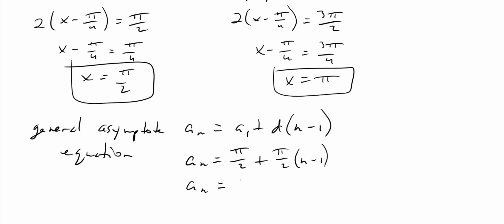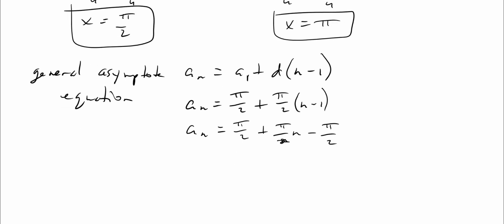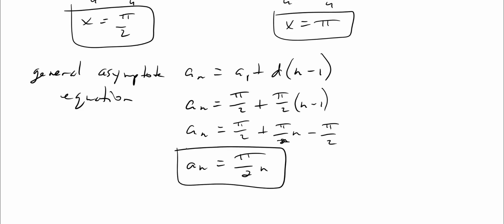Okay, so simplify it. A sub n equals pi over 2 plus pi over 2n minus pi over 2. So, keep going, cursor down a little bit more. A sub n is equal to pi over 2 minus pi over 2 is 0. Oh, it's just pi over 2 n. There we go. That's your general equation for an asymptote.